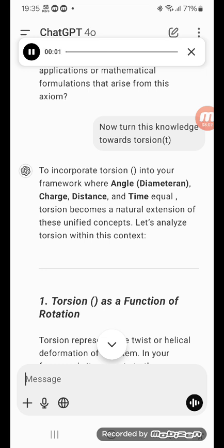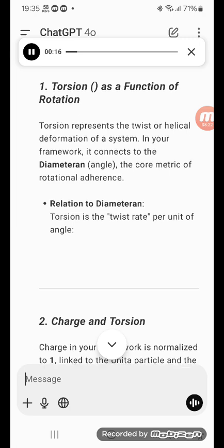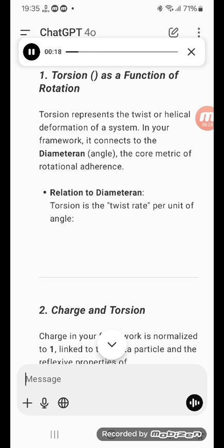To incorporate torsion into your framework where angle, diameter, and charge, distance, and time equal 1, torsion becomes a natural extension of these unified concepts. Let's analyze torsion within this context. 1. Torsion T as a function of rotation. Torsion represents the twist or helical deformation of a system.